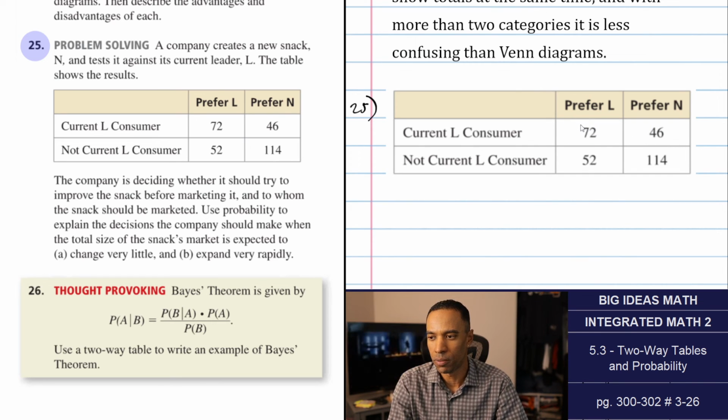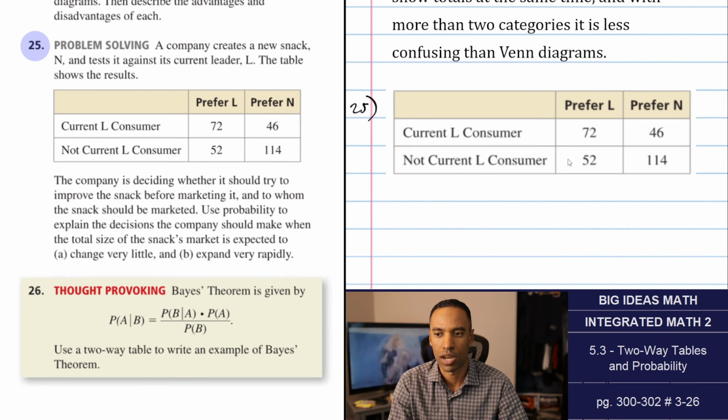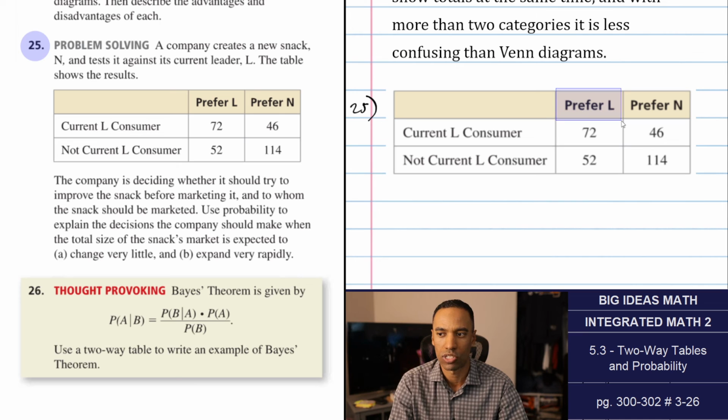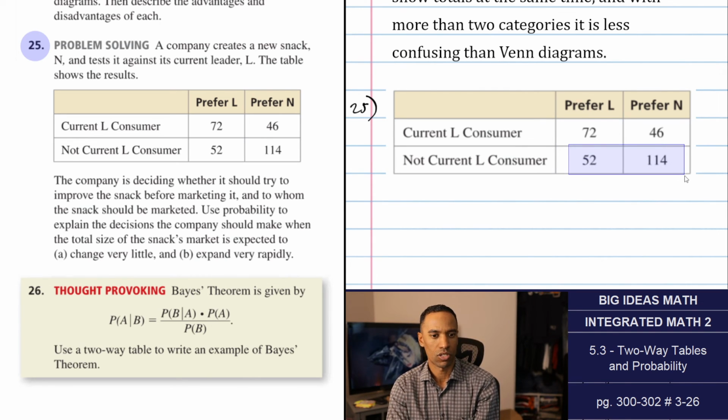When it talks about changing very little, I want to start marketing toward these folks here, the not current L consumers, because there's a smaller percentage of those who prefer N, and I really want to stick to the leader that's right now. So if it's not going to change very much in the snacks market, and they're not going to introduce more new ones, I really want to cater to them. So I'll talk about the probabilities, but this might be 30% of not current L consumers. I really want to market them so I can hit them. Whereas I guess I'll stick with them as well.